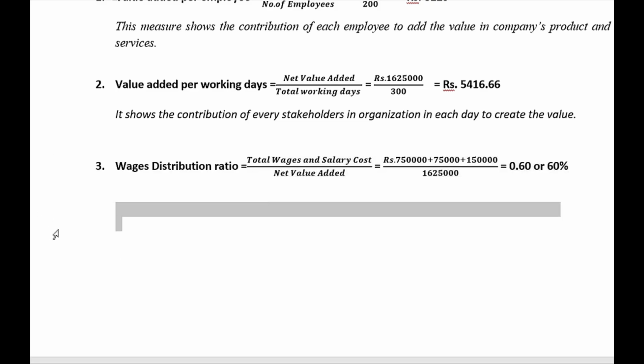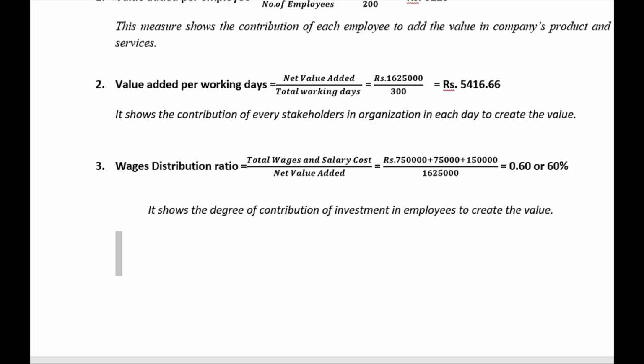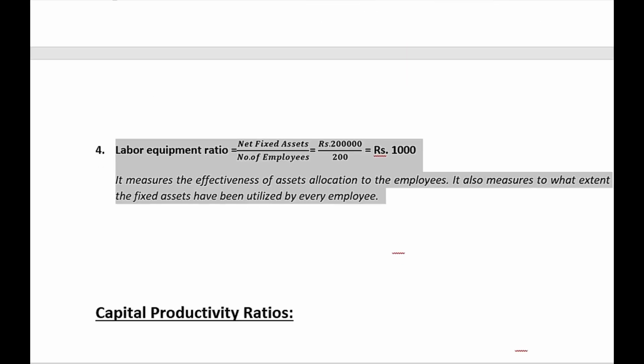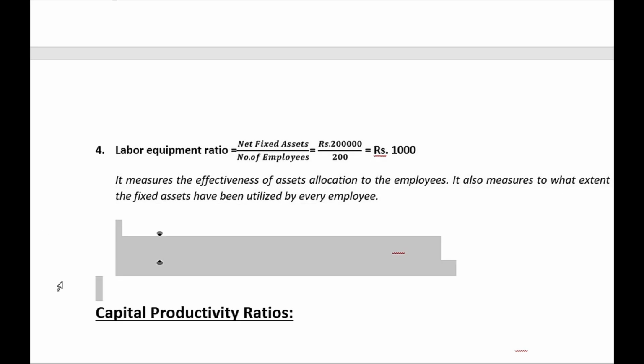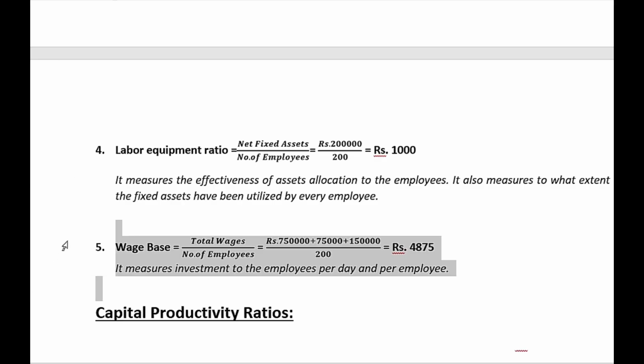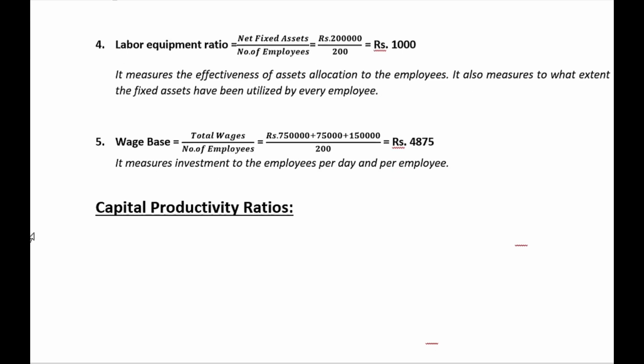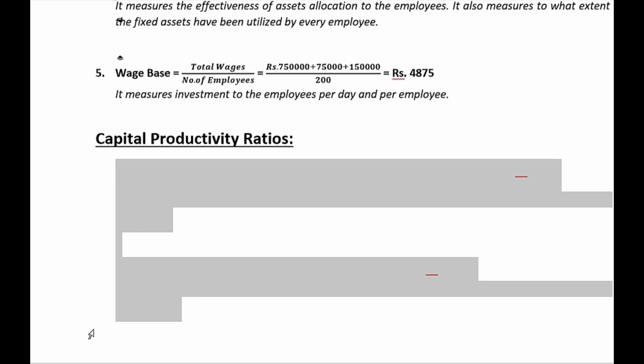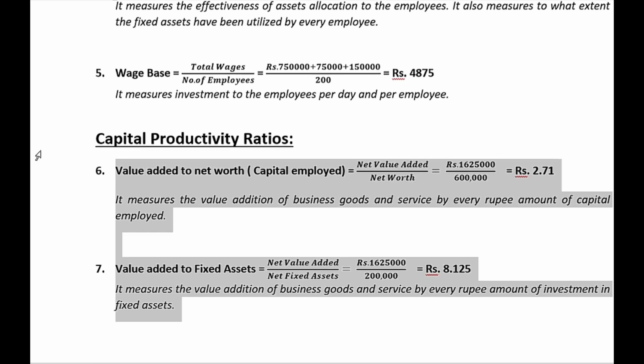And the third ratio is wage distribution ratio, and that results 60%. It means the degree of contribution of investment in employees to create the value. And the fourth ratio under the labor productivity ratio is labor equipment ratio. The formula for this ratio is net fixed assets divided by number of employees. That results to 1,000. And this ratio measures the effectiveness of assets allocation to the employees. It also measures to what extent the fixed assets have been utilized by every employee. And the last one is wage rate, amounting to rupees 4,875, and this ratio measures investment to the employees per day and per employee.